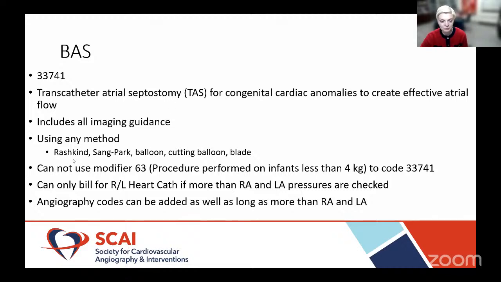So Rashkind balloon, cutting balloon, blade septostomy, it does not matter. It's all the same. You can't use the modifier 63, even if it's performed on an infant less than 4 kilos. You can only bill for a right and left heart cath if you do more than the right atrium and left atrium pressures. If you only do RA and LA pressures, that is included in the BAS code.